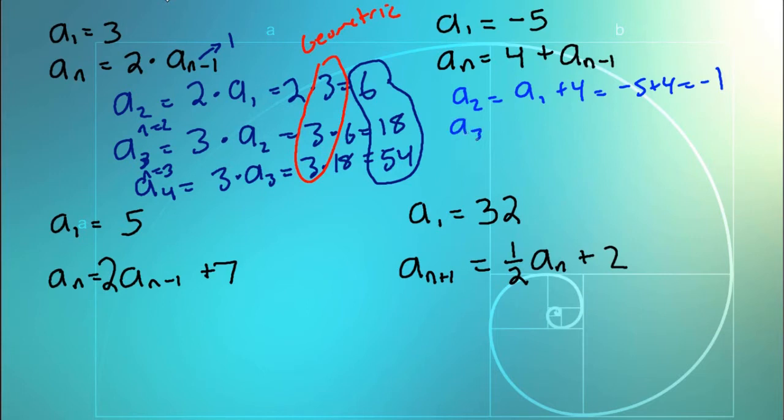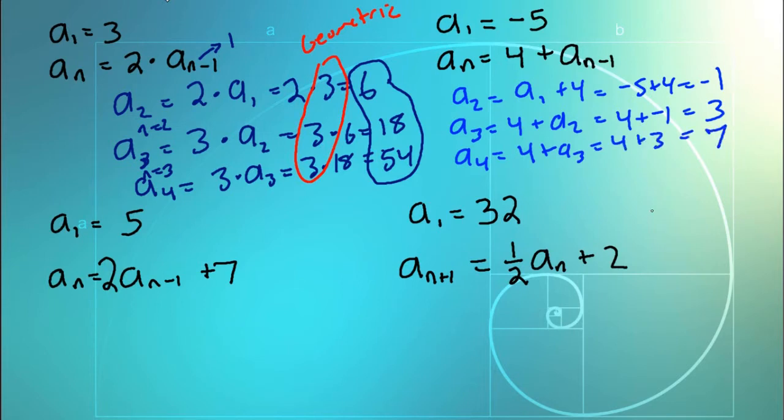The third term is going to be, I'll write it in the right order, 4 plus the previous term. The previous term is A2, which is 4 plus -1, which is 3. And A4 would be 4 plus A3, the previous term, which is 4 plus 3, which is 7. So there we have our answer right there.